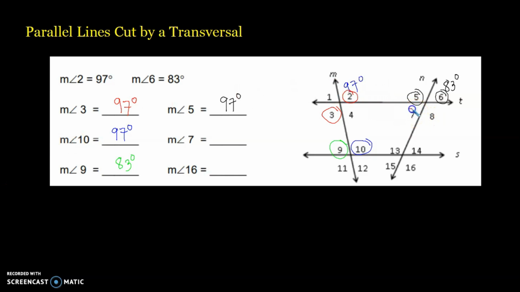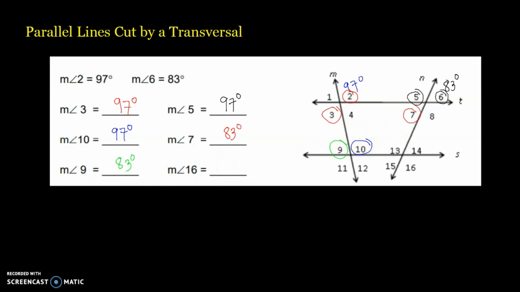Let's proceed to the next one. We are going to solve for angle 7. You may pair it with angle 5 or angle 6. If you pair angle 7 with angle 6, they are vertical angles and vertical angles are congruent. Since angle 6 is 83 degrees, then angle 7 is also 83 degrees. Or if you pair 7 with angle 5, they are supplementary because they are linear pairs. Knowing that the measure of angle 5 is 97, just deduct this from 180 and you will still arrive at 83 degrees. Last but not the least is the measure of angle 16.